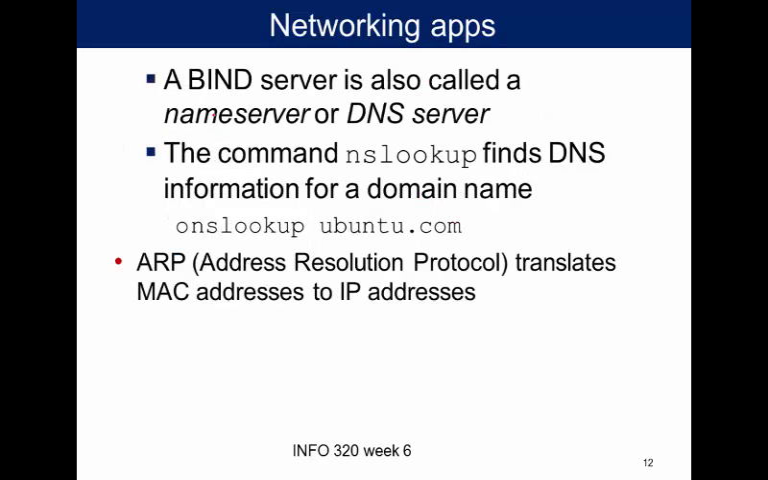In networking, usually there is a command called bind. In most languages, bind server is a name service. The nslookup command finds DNS information for a domain name. So we can take a look at that also. ARP is an address resolution protocol that translates MAC address to IP address.